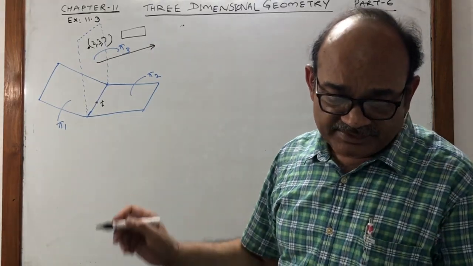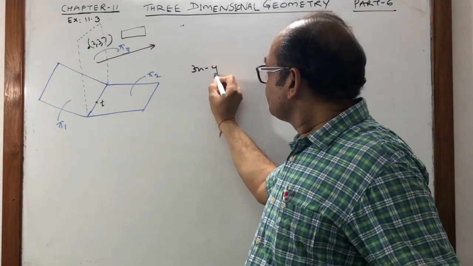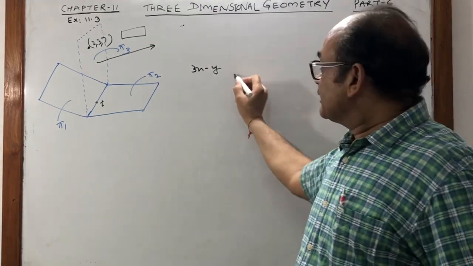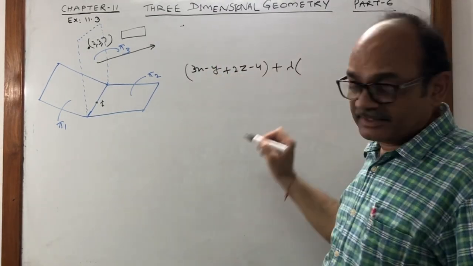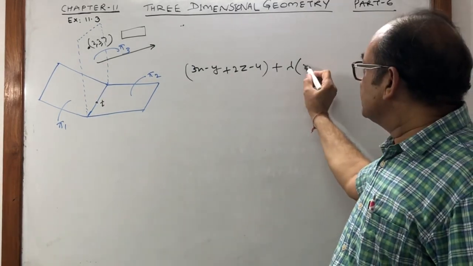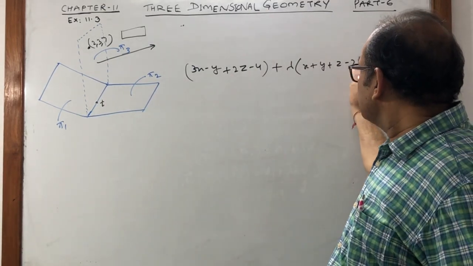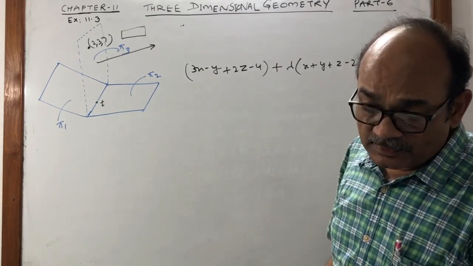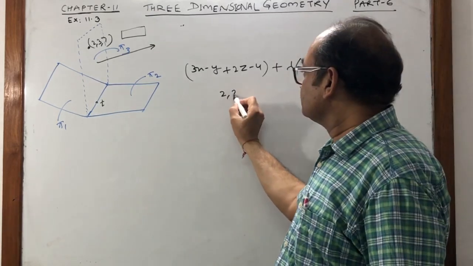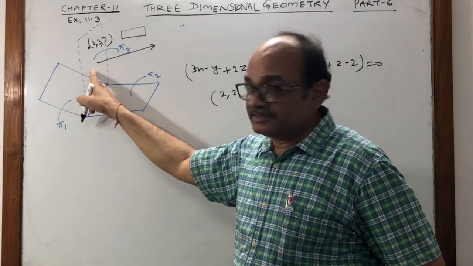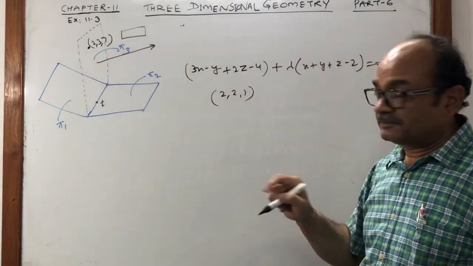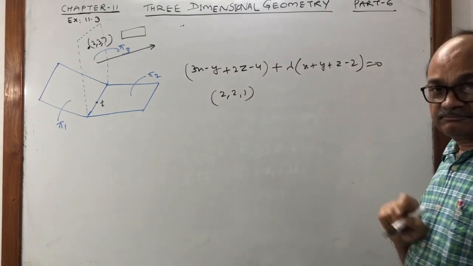First plane is 3x minus y plus 2z minus 4 equal to 0, intersecting with another plane x plus y plus z minus 2 equal to 0, and passing through 2, 2, 1. Now this intersecting plane is this pi 3. Passing through 2, 2, 1 means it will be satisfied by 2, 2, 1.